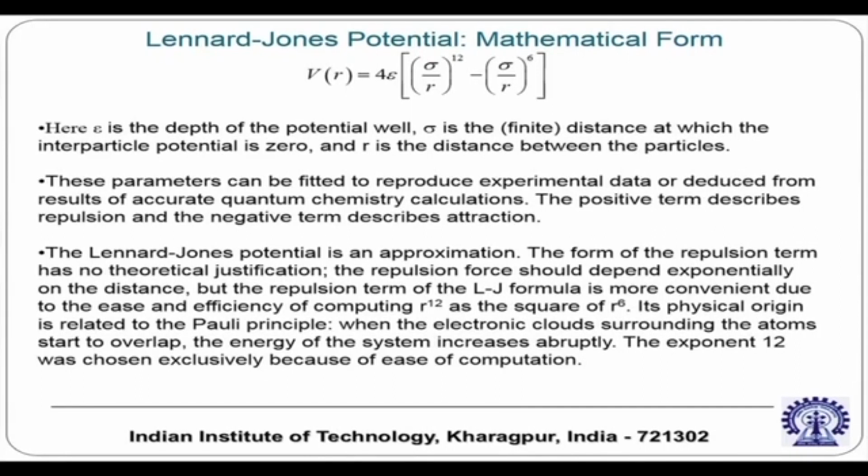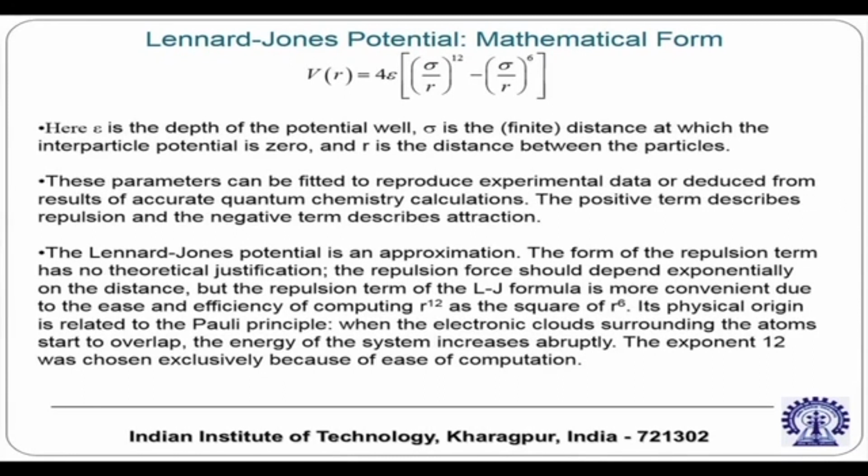So this is a very important thing, where will you get sigma and epsilon? To get these parameters one has to do quantum chemistry calculations. However, one can also have controlled experimental data and one can fit that with this. The positive term describes repulsion and the negative term describes attraction, which we have already discussed.